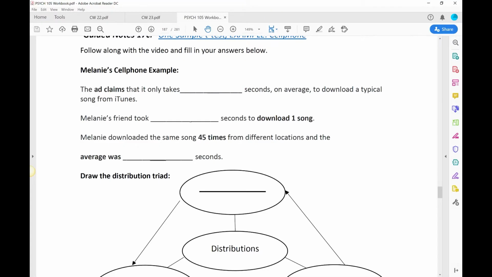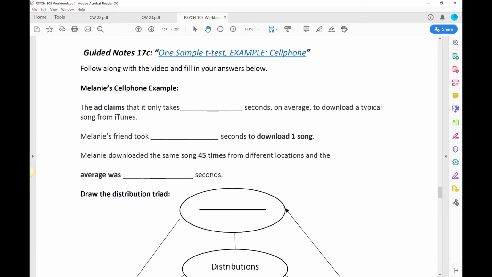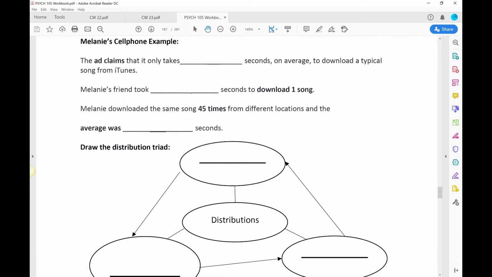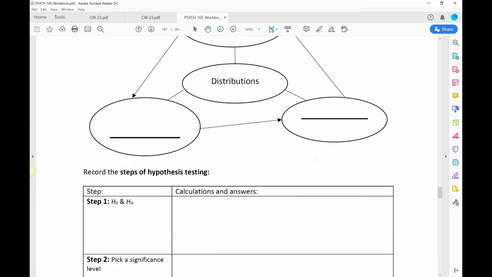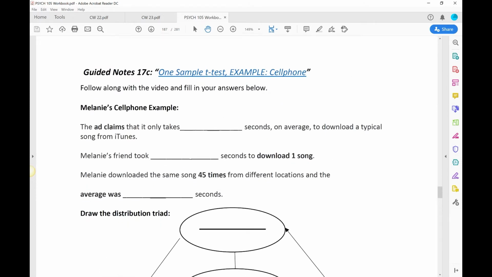So it's referring back to one sample t-test example cell phone about Melanie testing a cell phone ad's claim. So if you haven't completed guided notes 17C yet, then please stop and go back and complete it before continuing on with this classwork, or this problem that we're doing isn't going to make a lot of sense.